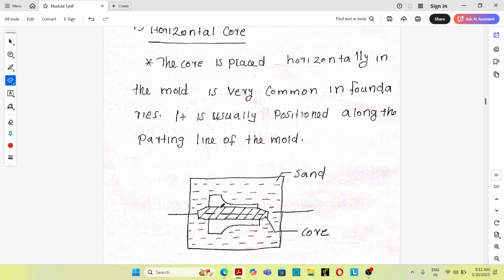So this is the horizontal core and this is the sand casting mold. This is the cope portion, and this is the drag portion of the sand casting mold. So horizontal cores are always placed in the horizontal direction in the sand casting mold, commonly at the parting line.